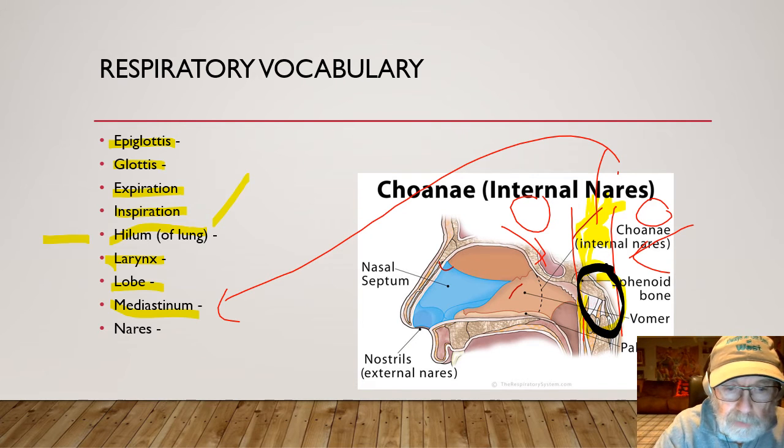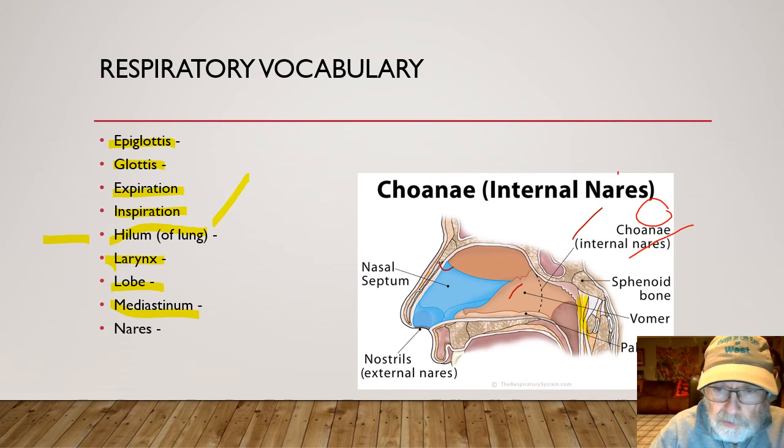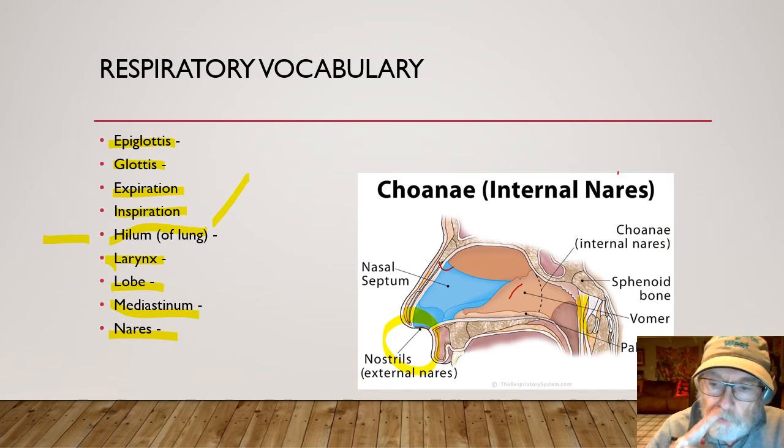Nares. Nares is just another word that means nostril. There are actually two nares that we have in the nose. This is the external nares right here, and when you stick your finger in your nose, you're sticking it in your external nares. That's the entry into the nose anteriorly. Here would be the tip of the nose, the bridge of the nose would be up in here. So this area right here is called the external nares.